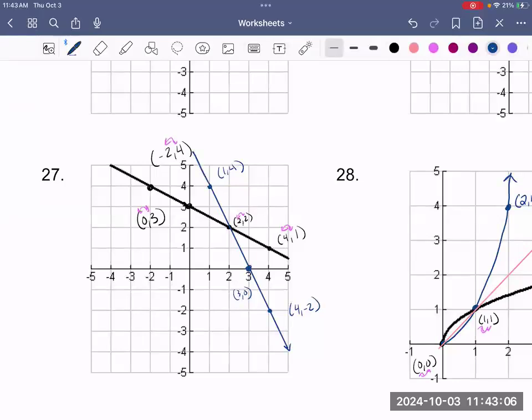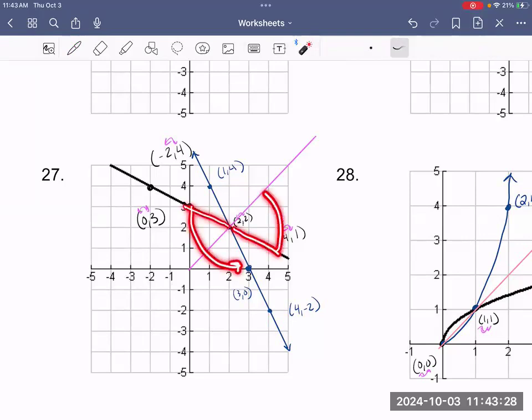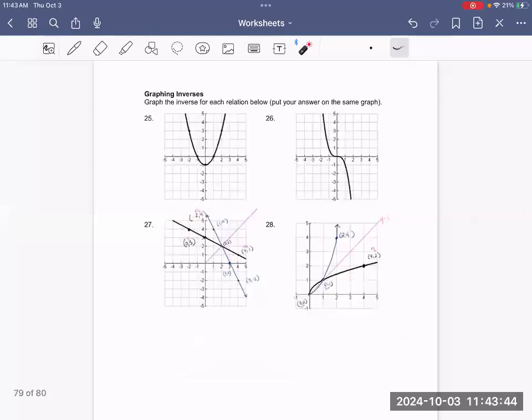So we should have all of those points being reflected over, once more, your y equals x. So what happens here is reflected down here. What happens here is reflected up here. And again, just looking at the point 0, 3, we should have 3, 0. 4, 1 becomes 1, 4. Negative 2, 4 becomes 4, negative 2. And I think you guys can do the rest.